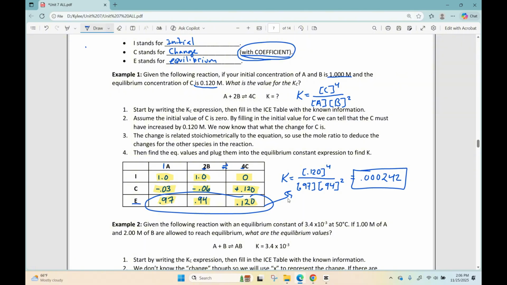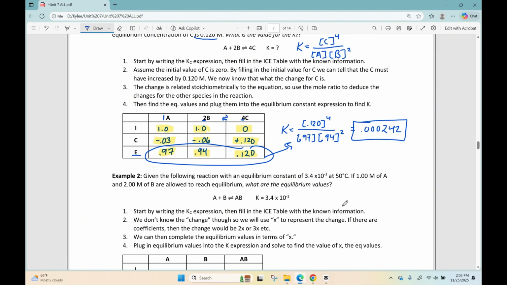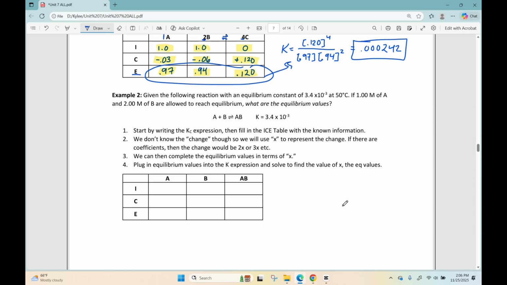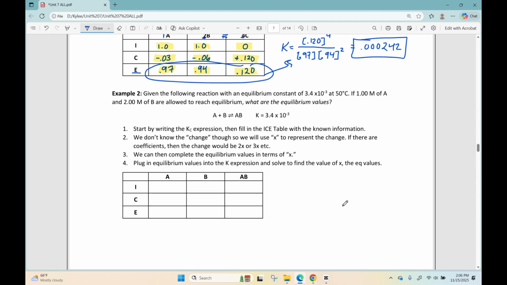You might be thinking, that wasn't so bad. Well, it can get a little bit more complicated, and that's what we're going to see here on this next example. This time they give us the K value, and it says if given the following reaction with the equilibrium constant of 3.4 times 10 to the negative third, if 1 molar A and 2 molar B are allowed to reach equilibrium, what are the equilibrium values?